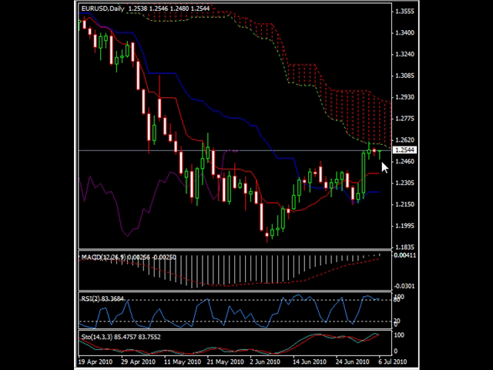3 white candles occurred in the last 3 days. Although these candles were not big enough to create 3 white soldiers, the steady upward pattern is bullish.